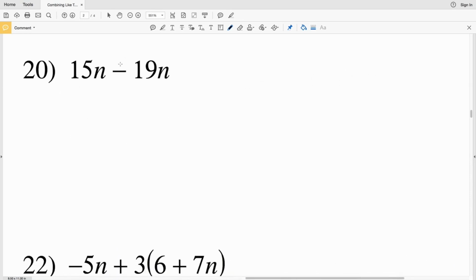And finally, the last problem we're going to do in this video, number 20, 15n minus 19n. So we have 15n and we're taking away 19n. If you want to, we can rewrite this as 15n plus a negative 19n. So that will leave us with a negative 4n.